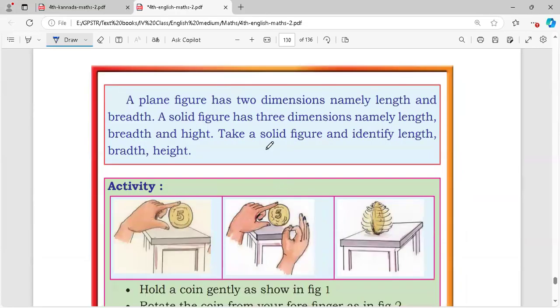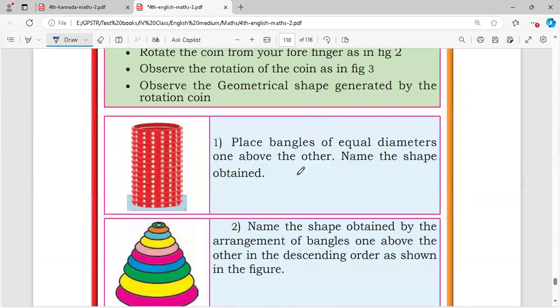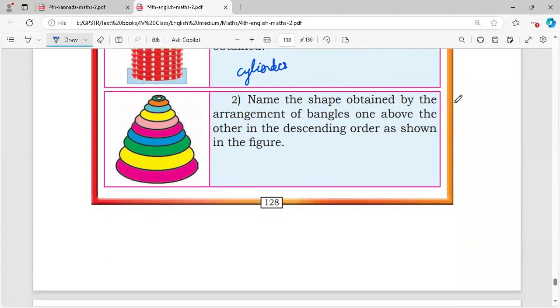A plane figure has two dimensions, namely length and breadth. A solid figure has three dimensions, namely length, breadth, and height. Bangles of equal diameters arranged one above the other. Name the shape obtained. The shape obtained is a cylinder. Name the shape obtained by arranging bangles one above the other in descending order as shown in the figure. This is a cone.